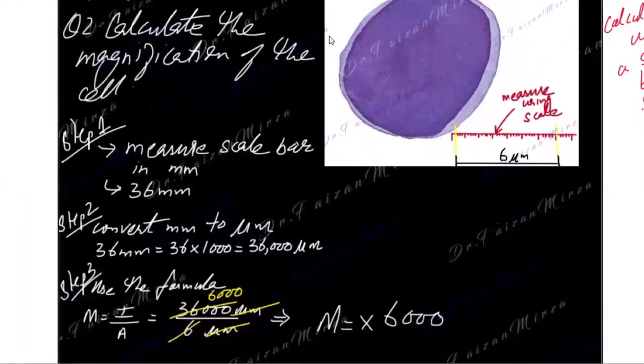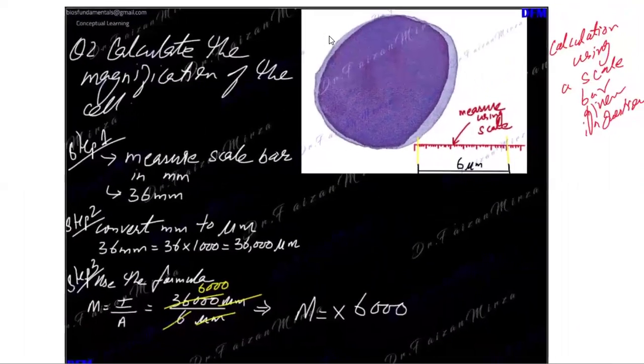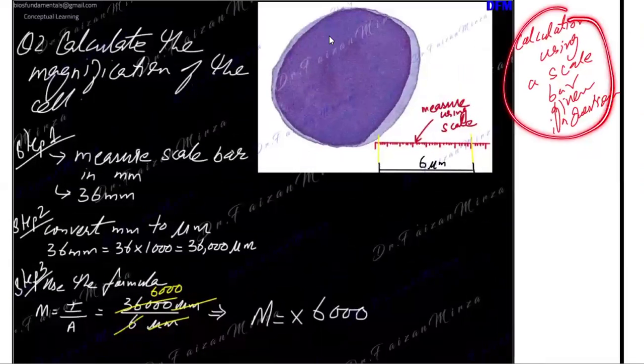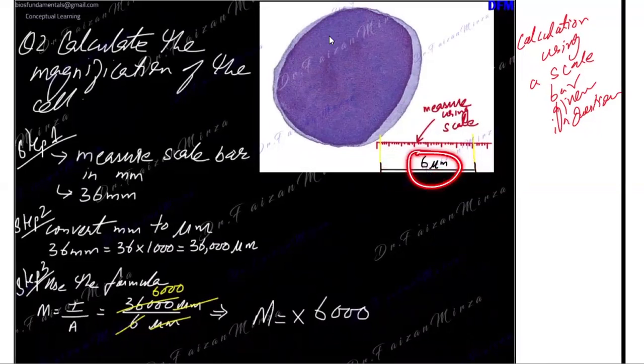The next type of question that is often asked, where the students get confused, is calculating the magnification using a scale bar. Now, how do you measure using a scale bar? A scale bar will be provided to you within your diagram. This is a diagram of a cell shown to you. A scale bar will already be printed together with the diagram. So this part is the scale bar, the black line. It begins here, it goes till there, and this is where it ends. And the value provided to me for the scale bar is 6 micrometer. How do I use this 6 micrometer value to calculate the magnification of the cell?